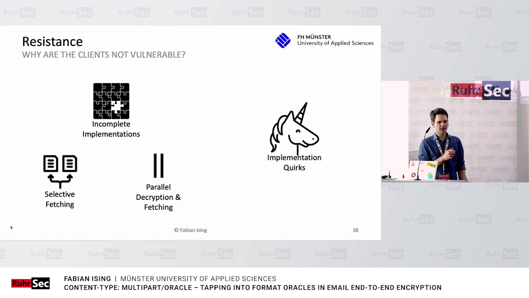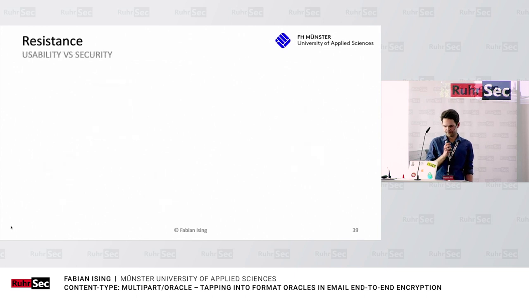The second restriction that some clients at least had were implementation quirks. As I've told you, for example, Apple Mail and NSS simply did not check the CBC padding. This is a weird stance to make, and it effectively prevented oracle attacks, but is probably not a good choice to make. So we think that these resistances are quite futile defenses.